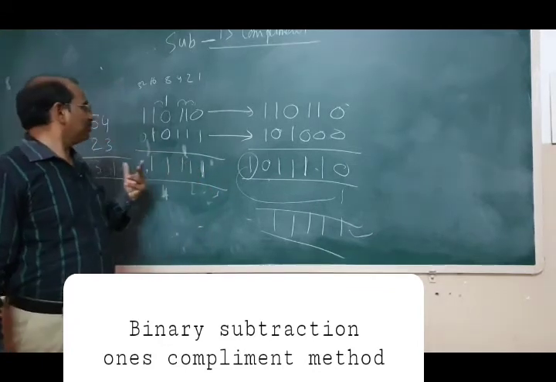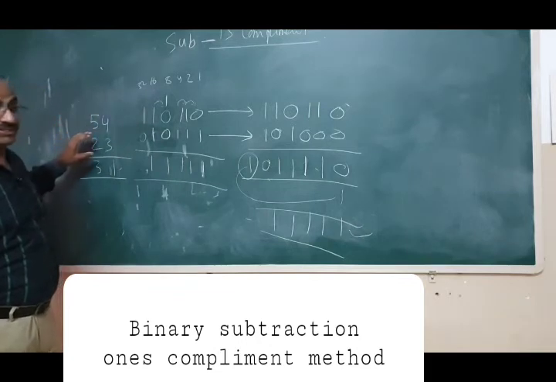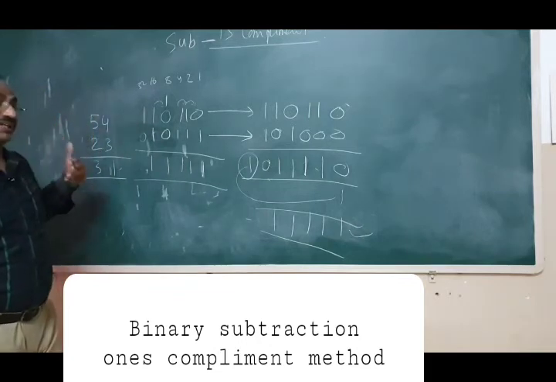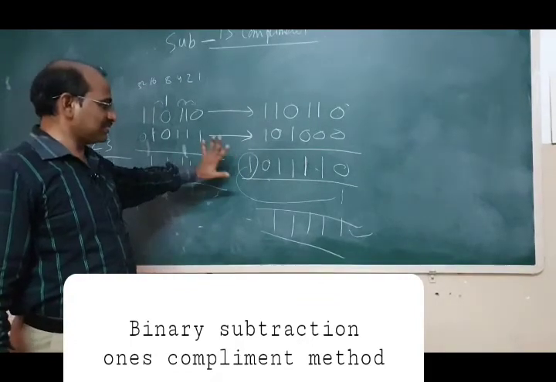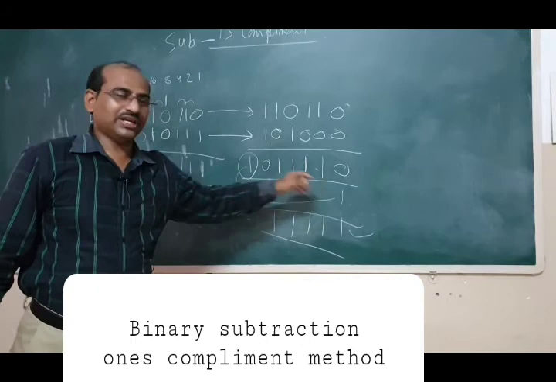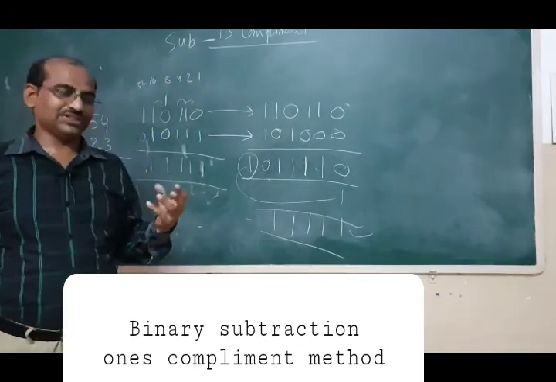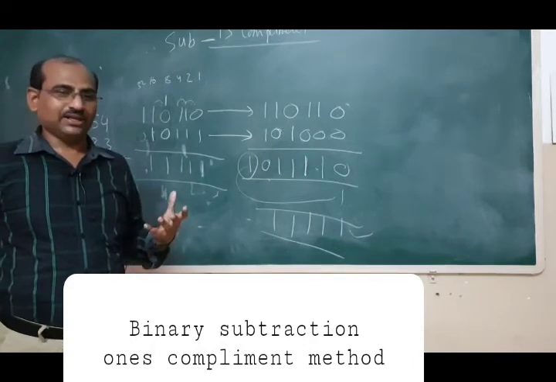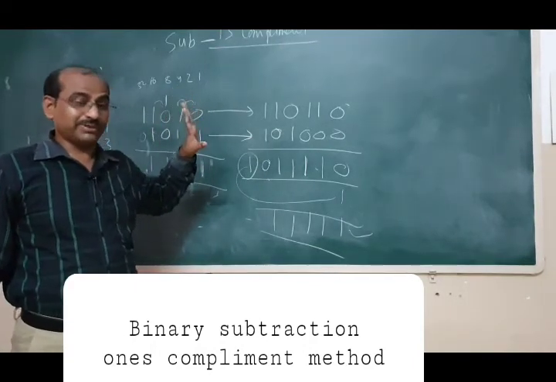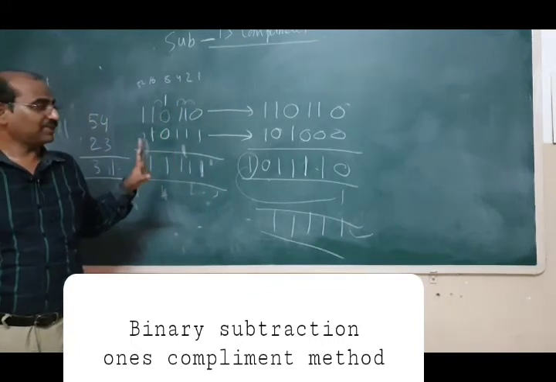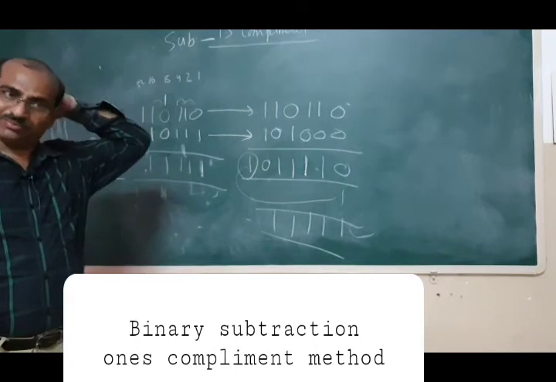Actually sometimes you may have to do subtractions like 54 minus 71, then you will get a negative number. If you get an end round carry, this is a positive number, add this one, that is enough. If you get a negative number, the situation varies. That example we will discuss when we are doing the 2's complement method. Hope you got how to do subtraction in the 1's complement method.